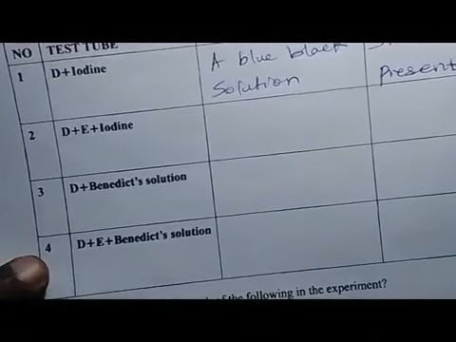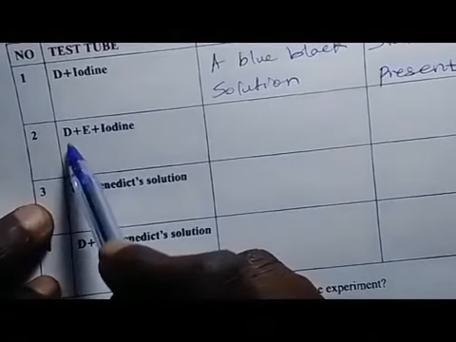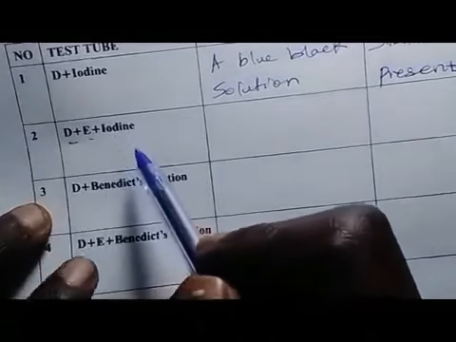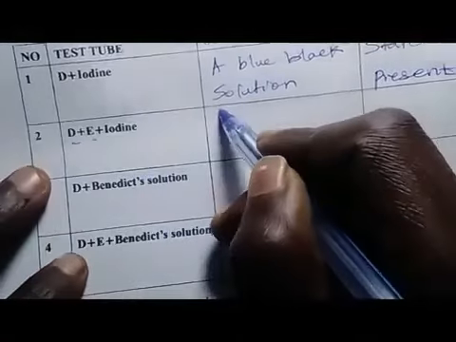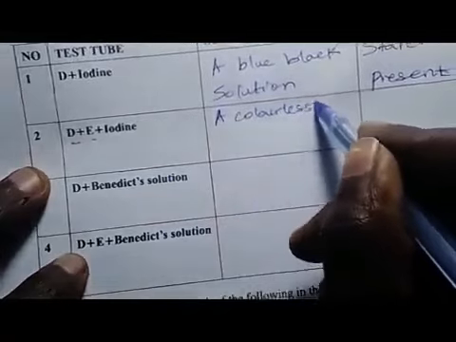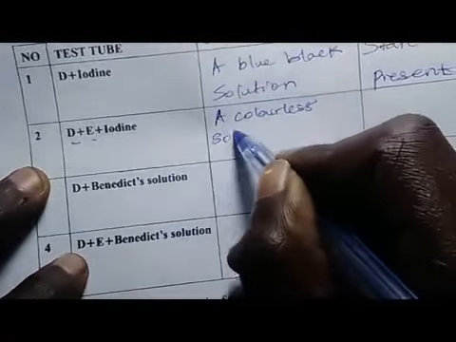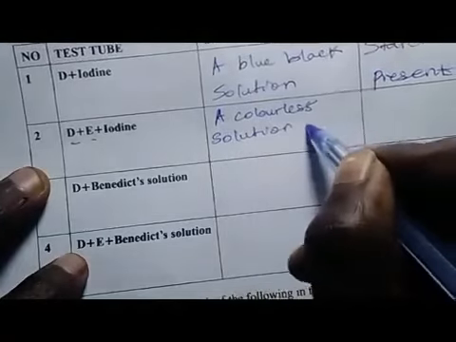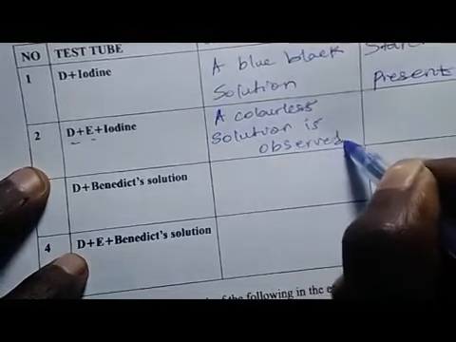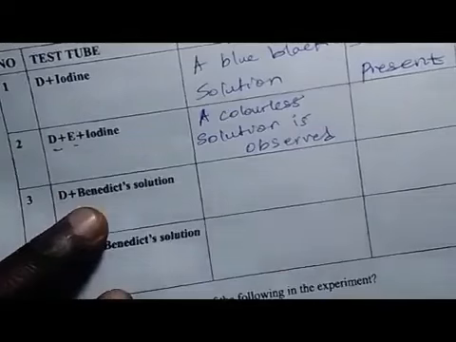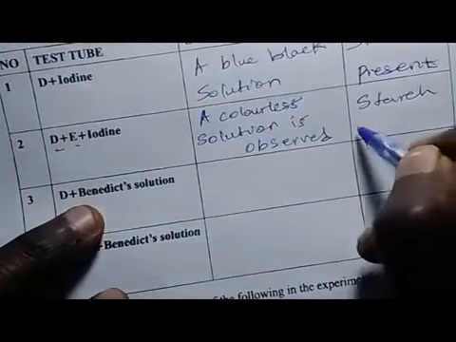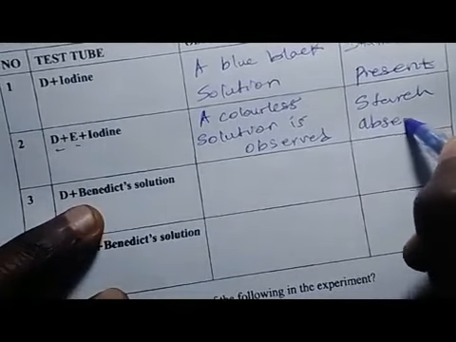Tube 2, as we are told, you put solution D and E and iodine solution. Now your observation should be a colorless solution is observed. This simply means that the starch was absent.